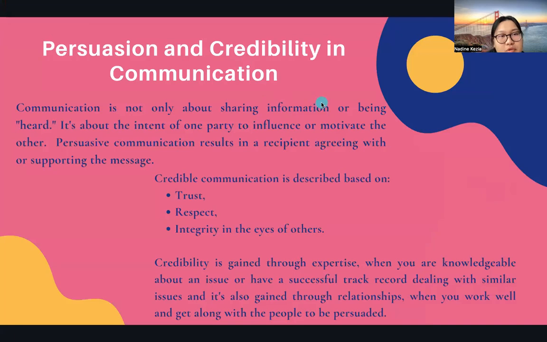Okay, next is persuasion and credibility in communication. Communication is not only about sharing information or being heard, it is also about the intent of one party to influence or motivate the other. Persuasive communication results in a recipient agreeing with or supporting the message. Credible communication is described based on these three: trust, respect, and integrity in the eyes of others. Credibility is gained through expertise.